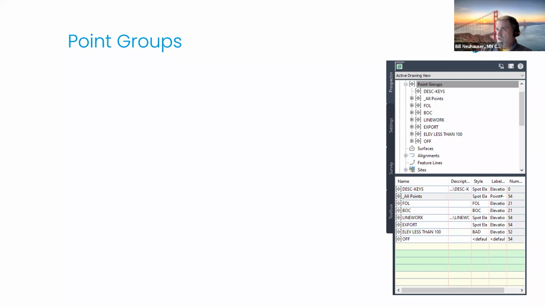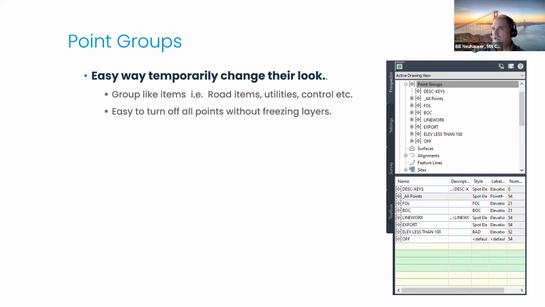So I'm going to show you guys a little bit on making static point groups and dynamic point groups, and I'll try to show you what the downfalls are. But it's an easy way to temporarily change the way the points look. You can group like items, roads, utilities, controls. It's real easy to group description keys. So all of my road description keys can be grouped into one point group. An easy way to turn off all my points.